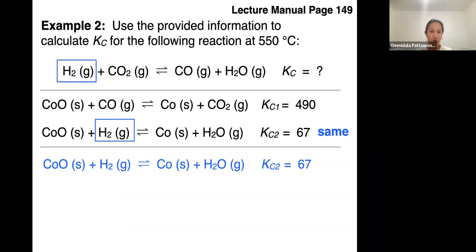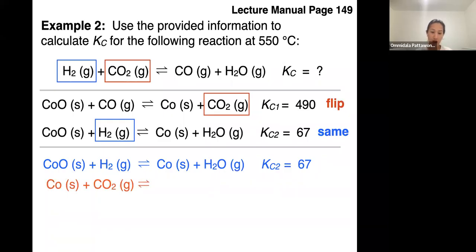Okay, so the second one, if you think about this, carbon dioxide is the second species, and carbon dioxide appears in the first equation, but on the opposite side. So in this case, you flip the reaction. When you flip the reaction, carbon dioxide now is going to be part of the reactant, and the other part would be the product. Remember, according to the Kc that we saw earlier, when you flip the equation, you need to invert the Kc. So in this case, Kc would be 1 over 490.